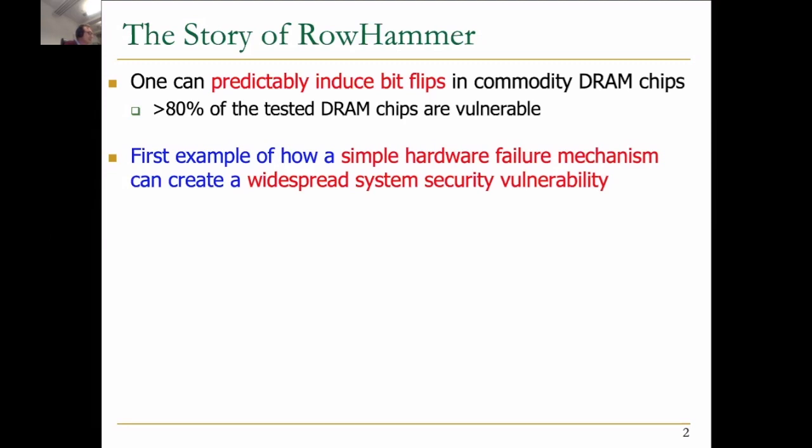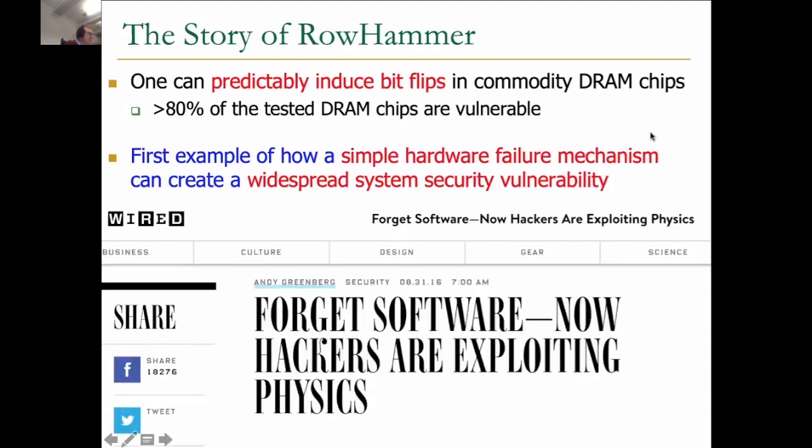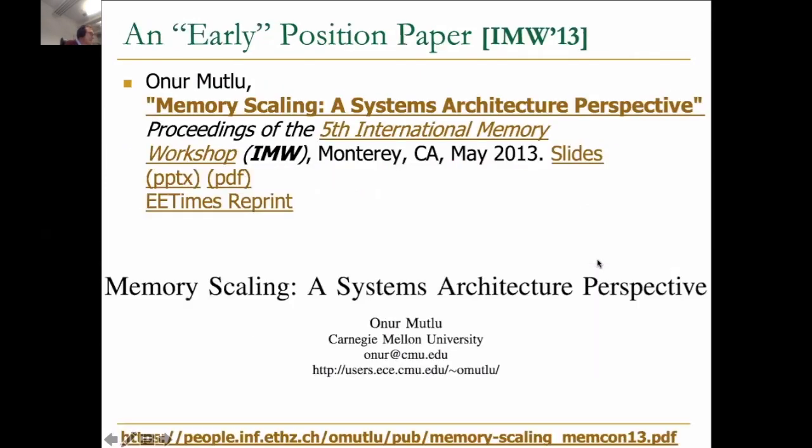And I believe we should be worried about how we design our AI systems going into the future, because if they're not secure, safe, and reliable, then we may not be able to offload a lot of our decision making to these systems. And it's interesting because folks in the relatively popular literature are writing articles that look like this: forget software, now hackers are exploiting physics. And I think this is a very good characterization at a very high level of RowHammer.